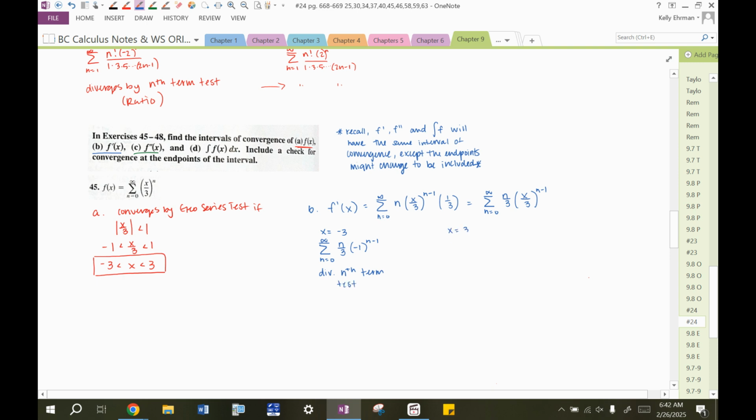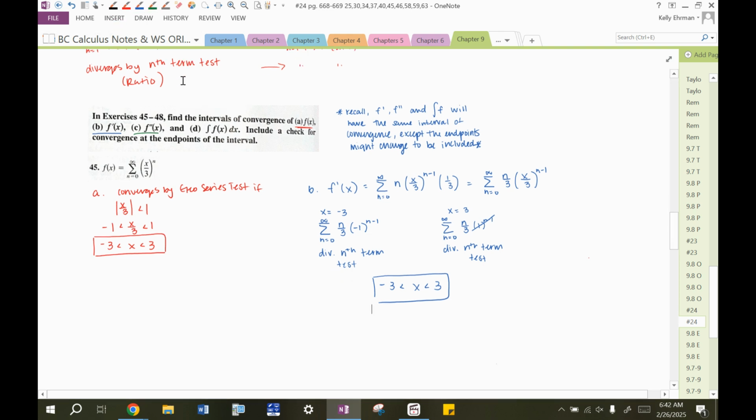And let's check to see what happens if x equals 3. So remember, for a free response question, you need to show what series you would get when you do that. So you would have n over 3, and then this would just be times 1 to the n minus 1, so you don't really need to include that. So again, this would also diverge by the nth term test. So that means that this interval of convergence is the same as it was in part A. We are not including either of the endpoints.